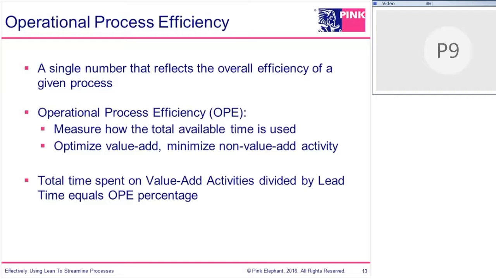And we call that in Lean the operational process efficiency rating. It's expressed as a percentage. And it's how efficient the process is based on the process time versus wait time versus lead time. So let's go look at how that might happen.